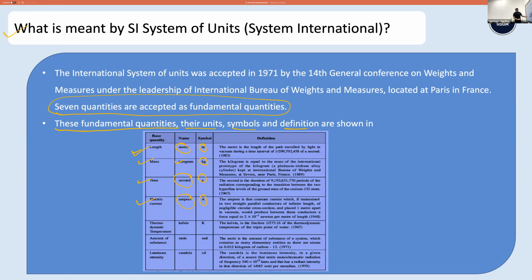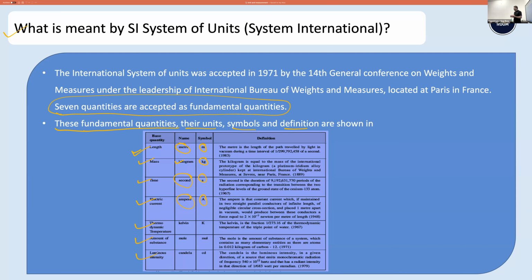And see, these four we have already seen. In the MKS system also, you have these four. The three additional things that are added are thermodynamic temperature, which is measured in terms of Kelvin, and it is capital K. The amount of substance, which is measured in terms of mole, and the symbol used for it is mol. And the last one is luminous intensity.